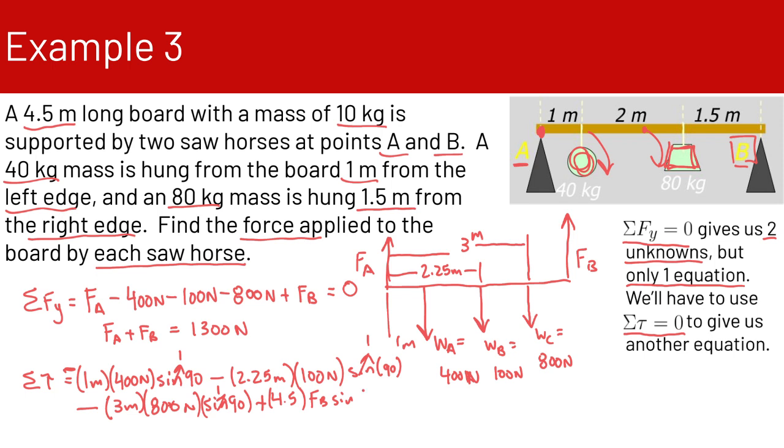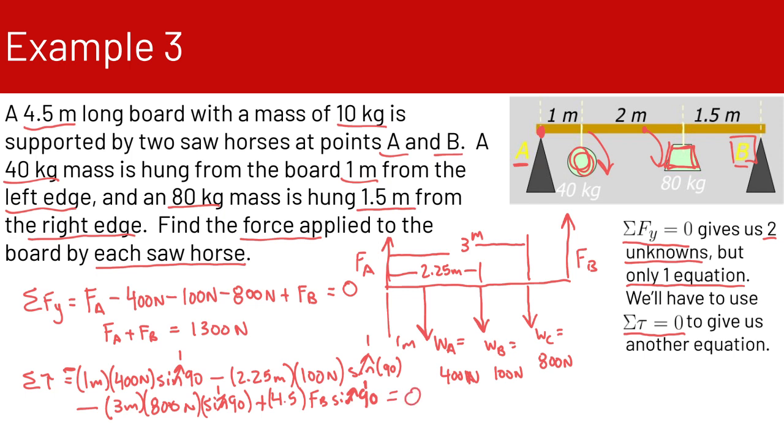Sine of 90, which is a 1. Okay, so let's simplify all this. So 1 times 400 is 400. 2.25 times 100 is 225. 3 times 800 is 240. And then, so those are all negative. So we have 400, 225, 240. Let's see. This is all equal to 0.